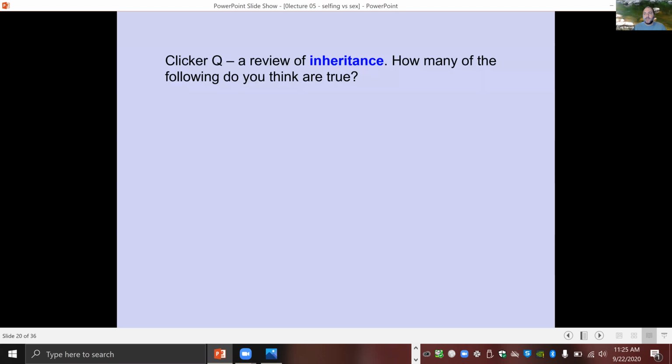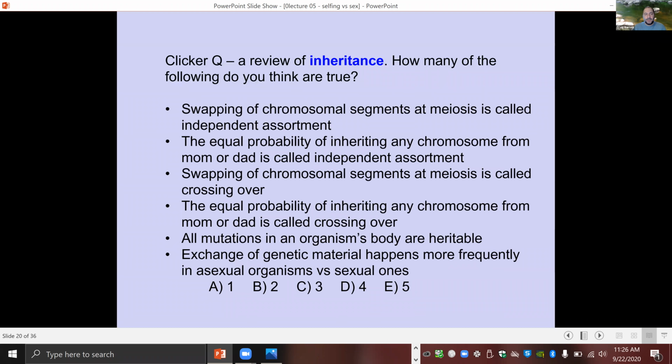Okay, so let's think about inheritance again. So how many of the following do you think are true? Do another clicker question. We'll take a break.